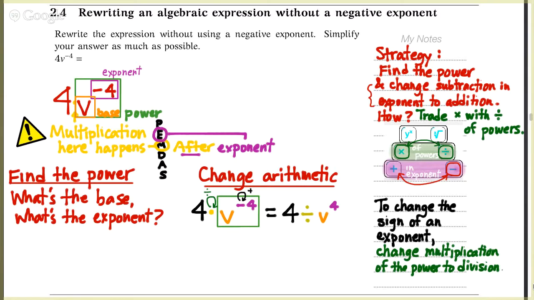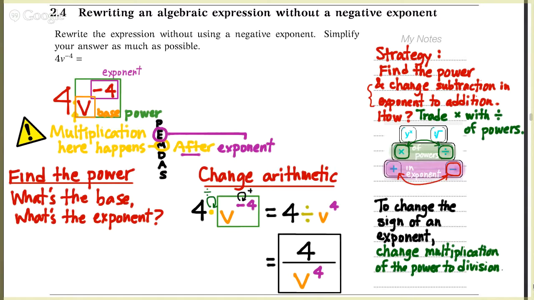And at this point, that's basically a completed solution. It's just not written in the way that is most conventional to write the result of a division problem. So we're just going to gussy it up a little bit by rewriting the division sign, which is kind of archaic, using a fraction bar instead. So just transform that division sign into a fraction bar whose numerator is that 4, and whose denominator is v to the power 4.